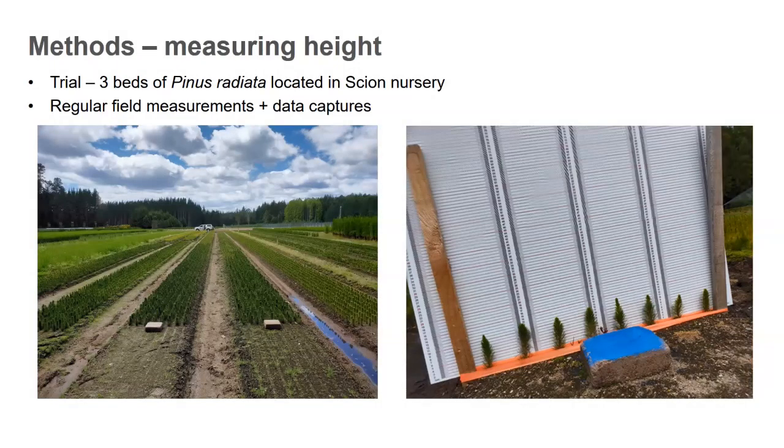To test our objectives, we established a trial in Scion's Nursery containing 3 beds of radiata seedlings. Within each bed, we selected a minimum of 30 rows of seedlings, and each row of seedlings was measured at monthly intervals alongside the ground truth data captures.